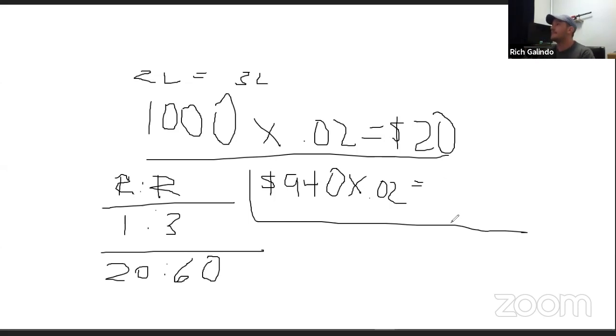So now you're going to have $18.8. You can round it up. You can say 19, right? I'd rather do that, round up and say 19 instead.